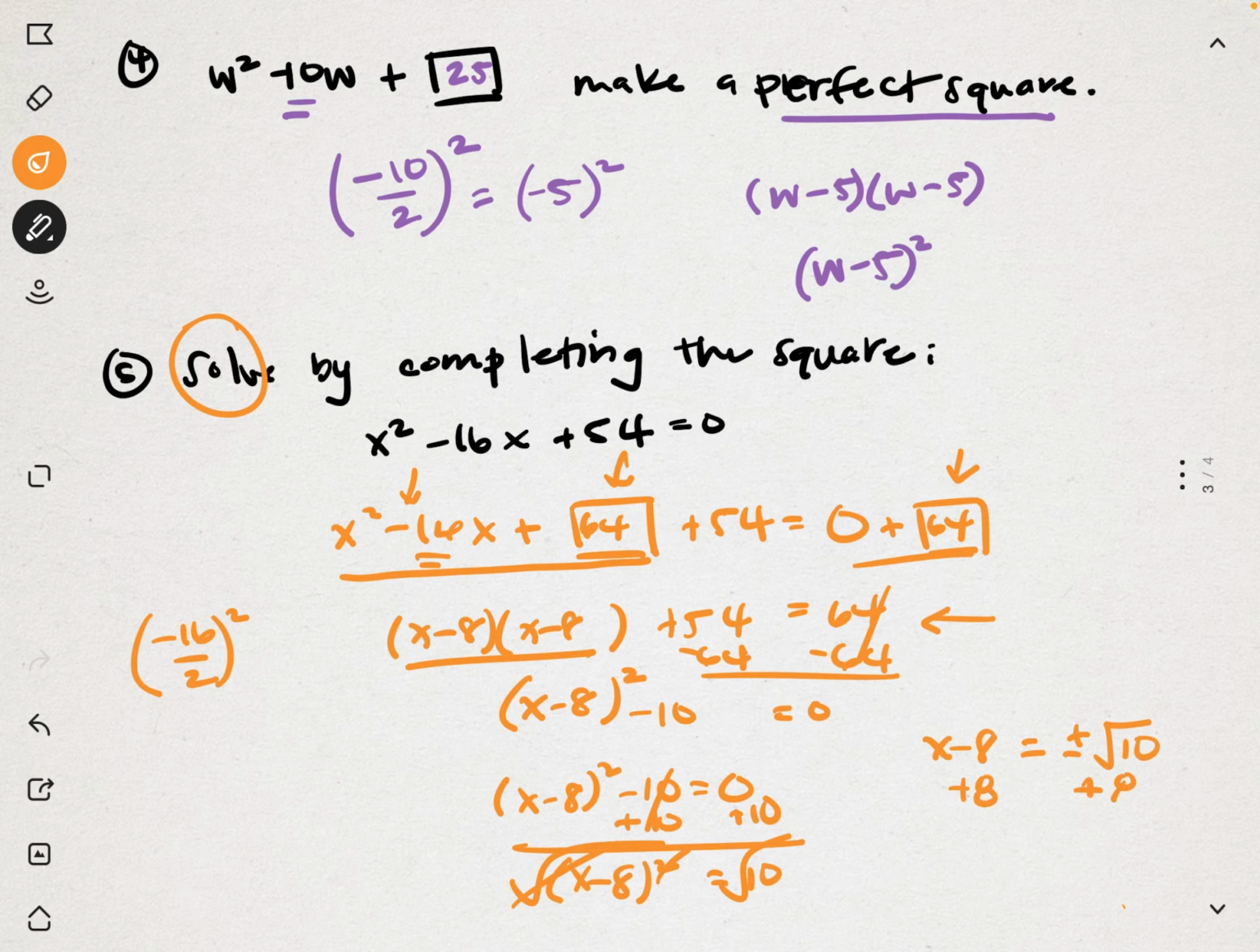And then our last step is we're going to add 8. Now remember, we can't just add 8 into the radical, so those two are two separate things. So we have 8 plus or minus square root 10. And then that would be your answer.